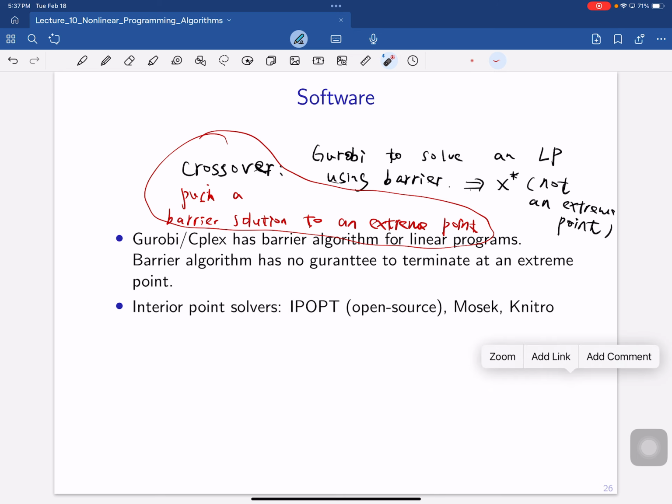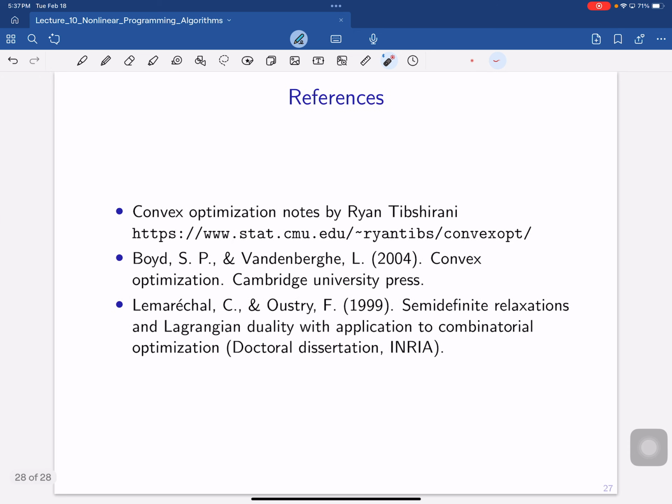Then, yeah, so here are the references I used, mainly the convex optimization book, and then the convex optimization notes by Ryan Tibshirani. Okay, and in the next class, we will start talking about mixed integer programs.